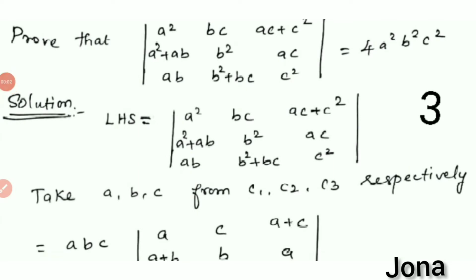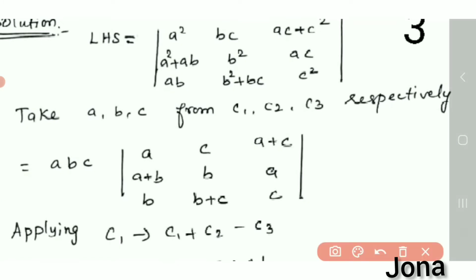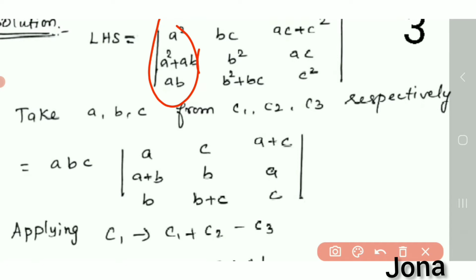Third problem: prove that the determinant with rows (b²+c², ab, ac), (ab, a²+c², bc), (ac, bc, a²+b²) equals 4a²b²c². If we take the left-hand side, I want to take a, b, c from columns C1, C2 and C3 as common. So here I can take this a from each of these rows, so that I get a.